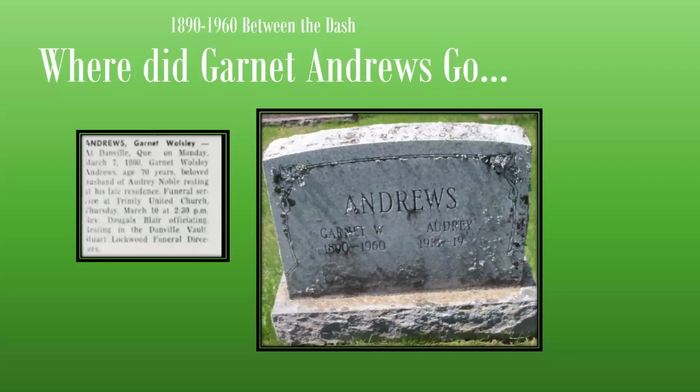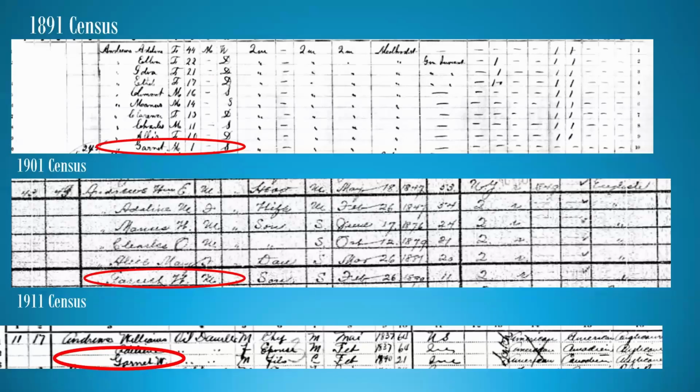This is, I think, my two times great uncle. And where did Garnet Andrews go? Once I began researching, this is way, way back, I thought his name was really cool, Garnet. I saw that he died in 1960. I found the obituary, and his wife was named Audrey. But remember, this is many, many years ago. At the beginning, I find him in the 1891 census.